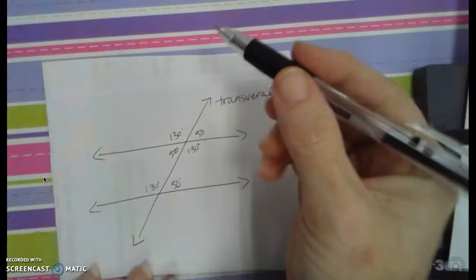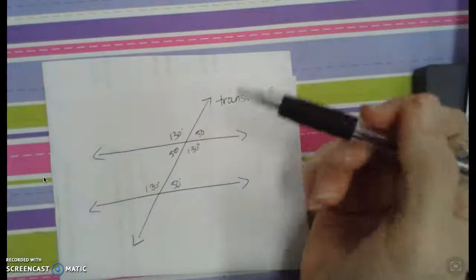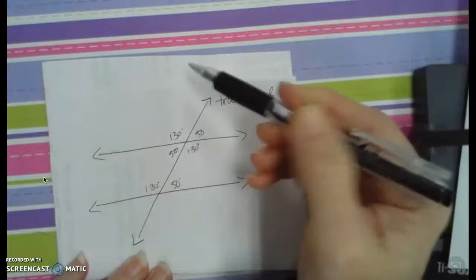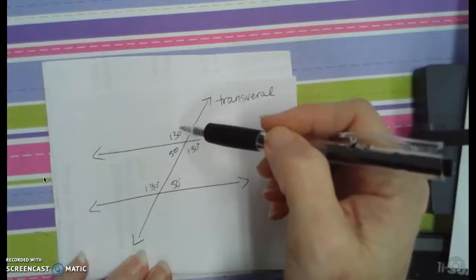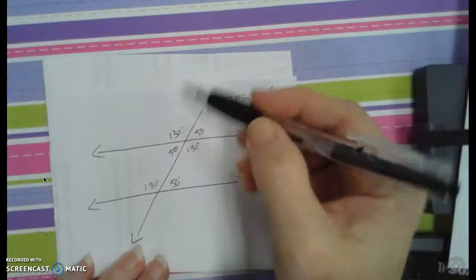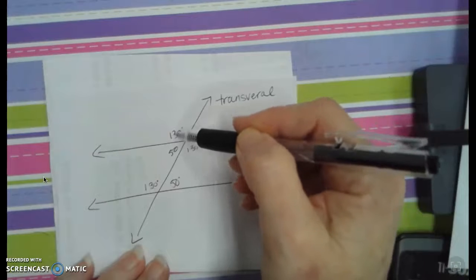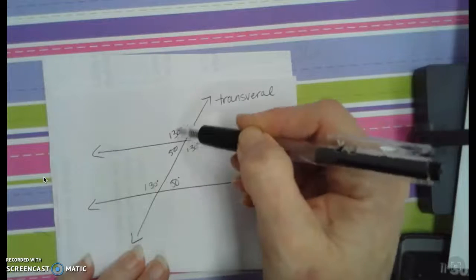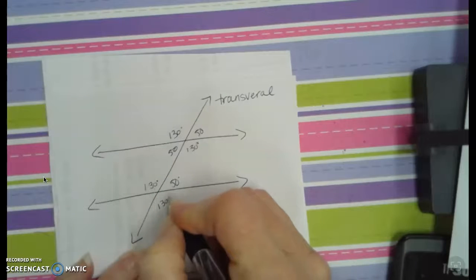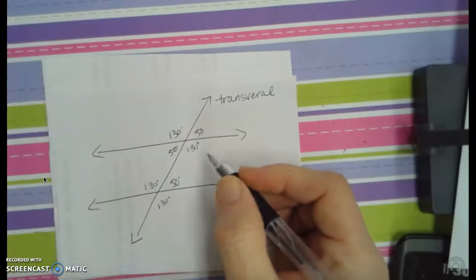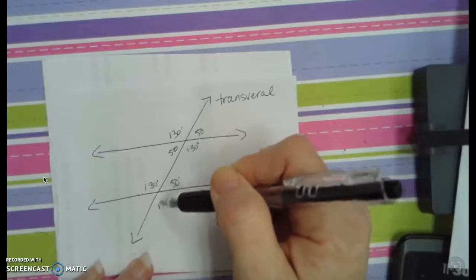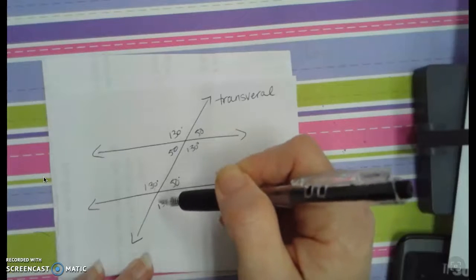Now, you can also have alternate interior, or the inside, and we can also have alternate exterior. You think about the exterior of your house is where the trees and the bushes and all that kind of stuff are. So alternate exterior means you're going to jump across and stay on the outside. So jump across, stay on the outside. So this has to be 130. Or also, if you remember, we talked about vertical angles. So vertical angles, remember, they're across from each other. So we know that they have to be 130.